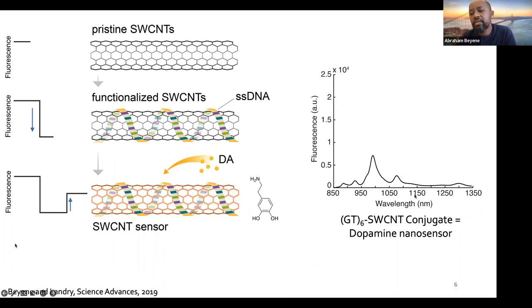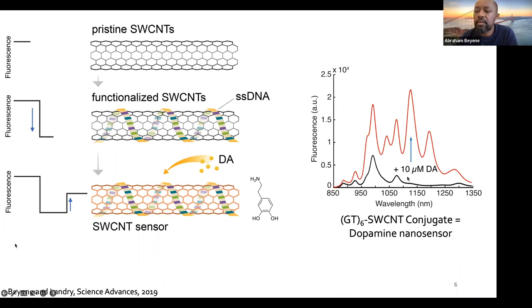And I want to draw your attention to the fact that this emission is highly quenched, so much so that some of the peaks are completely missing. And then the subsequent addition of dopamine rescues that fluorescence and turns it back on. And this is precisely what I mean by this modulatory effect of this particular molecule, in which this quenched fluorescence has now been recovered to a certain extent by the addition of dopamine, right?